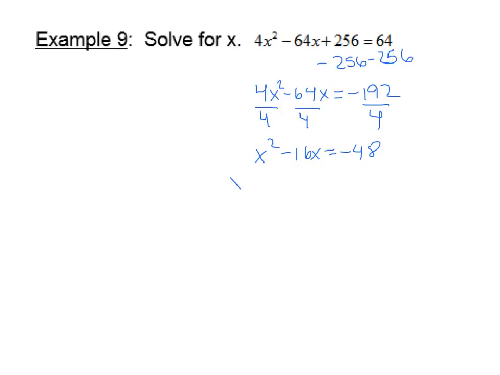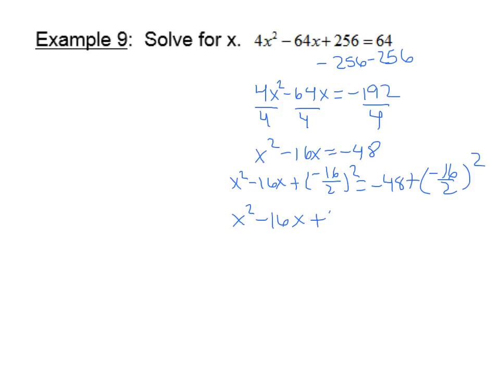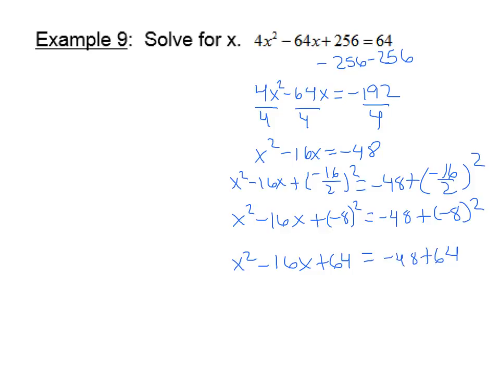Now we need to complete the square. So you have x squared minus 16x plus negative 16 divided by 2 squared equals negative 48 plus negative 16 divided by 2 squared. X squared minus 16x plus negative 8 squared equals negative 48 plus negative 8 squared. So x squared minus 16x plus 64 equals negative 48 plus 64. So I have x minus 8 squared equals 16.